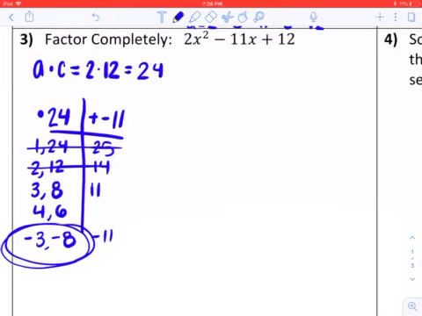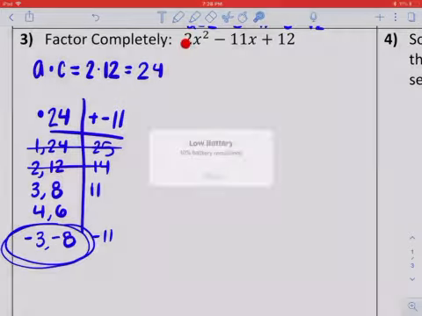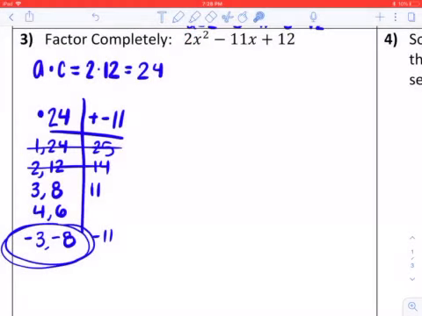This is not a shortcut problem because 2 is the coefficient on the x squared term. If there was no 2 there, then I could do the shortcut by just putting my two factors in parentheses. But I do have to do this a long way, which is we split the middle term. So my negative 11x becomes negative 3x minus 8x.